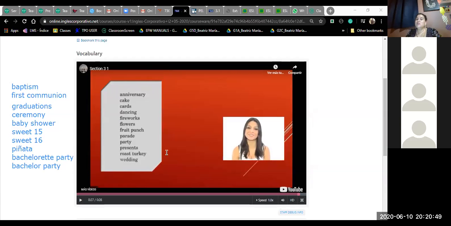Okay, so these are some words related to celebrations. There are many other words related to celebration, but let's do the pronunciation for the ones that we have here. For example, this one is baptism. Baptism. This one is not first, it's always first. First communion. Then graduations. The D becomes like a ju. Graduations. Then any type of ceremony. Baby showers, sweet 15, sweet 16, piñatas, bachelorette party, and bachelor party. That's the pronunciation for these, so I hope you can practice them too.